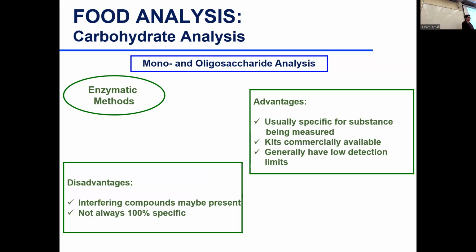Disadvantages: because it's based on spectrophotometric methods, you might have interfering substances that absorb around the same wavelength for that particular assay, and they are not always 100% specific. That is because of the purity of the enzymes. Sometimes we buy an enzyme that is probably 97 or 98% pure. There might be other enzymes in there as impurities that cause detection of other components.